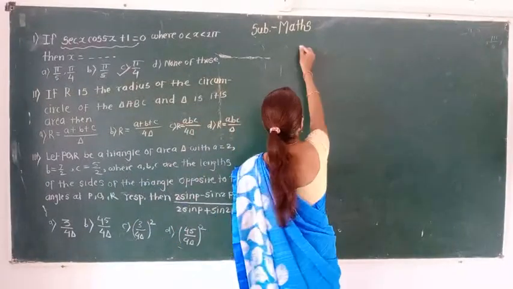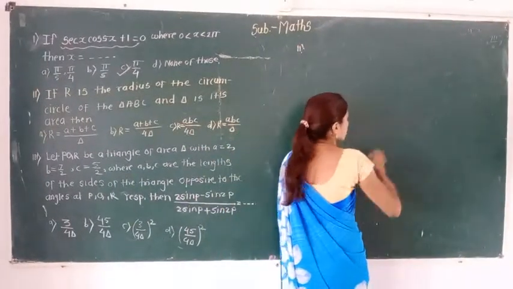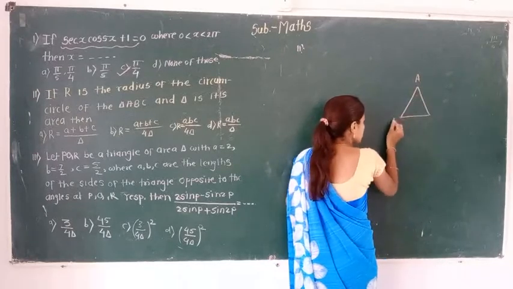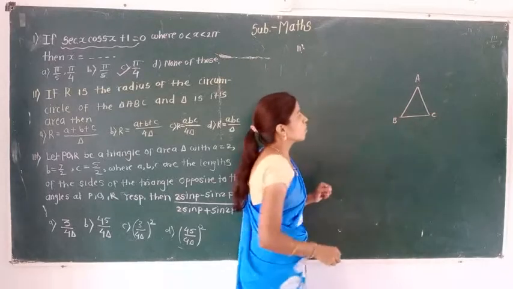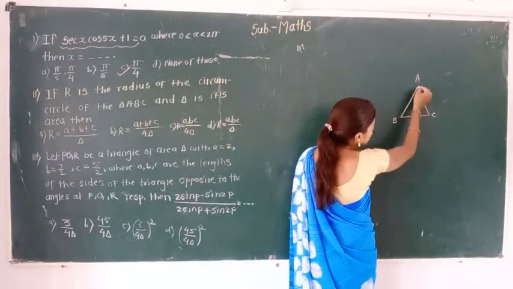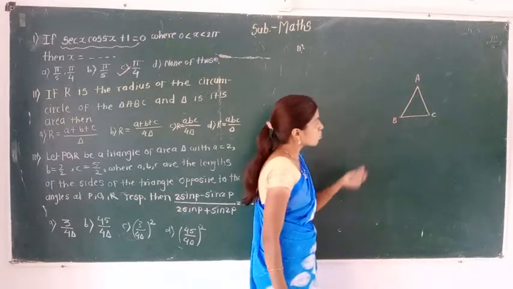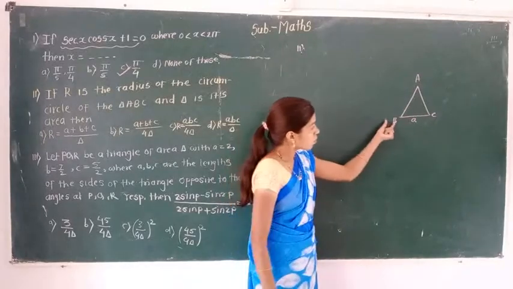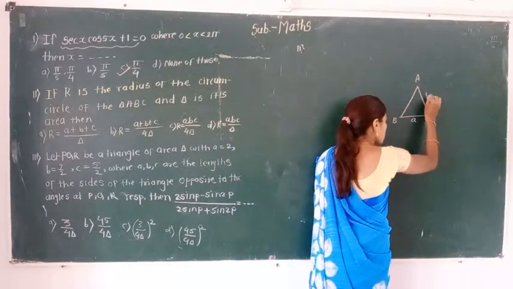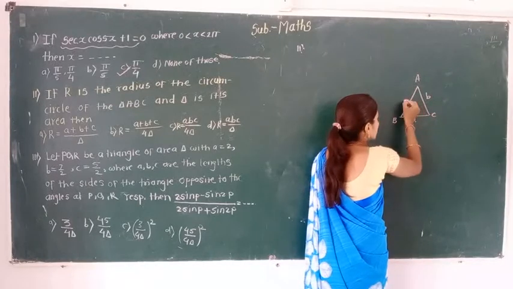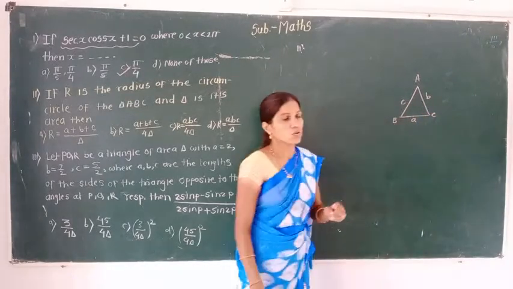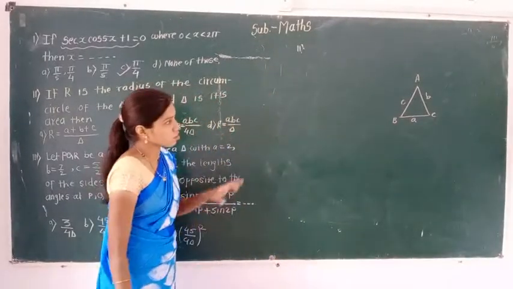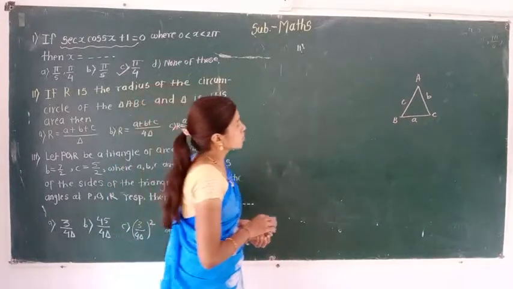We know that in triangle ABC, the length of the side opposite to angle A is denoted as small a, the opposite side of angle B is small b, and the opposite side of angle C is small c. Okay, now first of all we have to find the circumradius of this triangle.